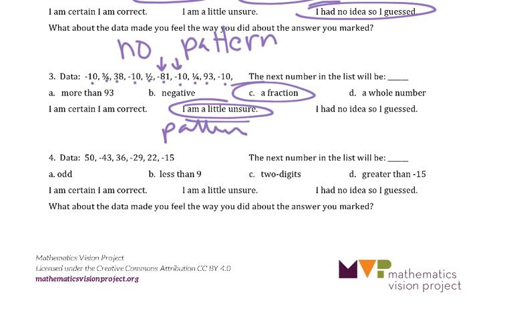Then 50, negative 43, then 36, then negative 29, then 22, negative 15. So it's going down. And it's going down by at least 7 or 8. So this went down by 7, then 8, then 7, 7, and 7 again. So if it went down by 7, it would probably be less than 9. It would probably be positive, so I'd probably go with that one. And again, looking at patterns helped me feel that way.